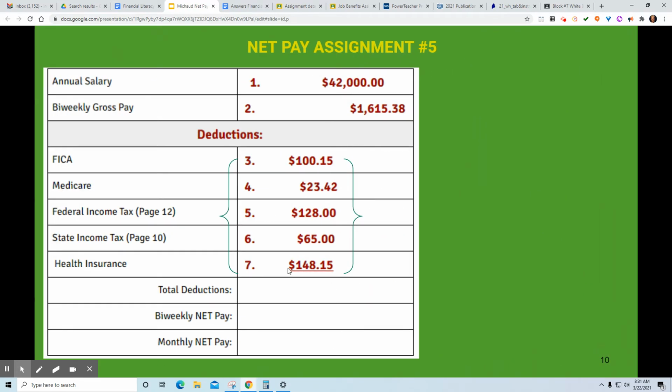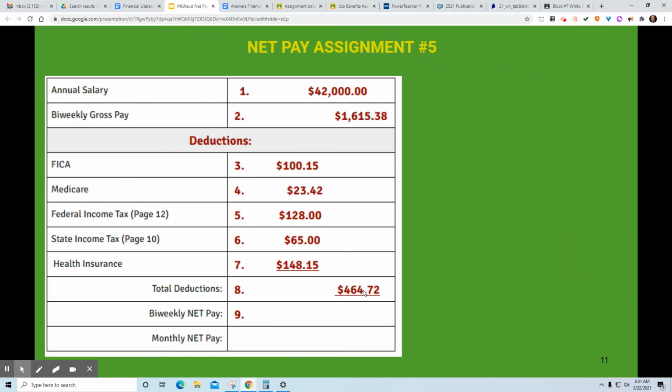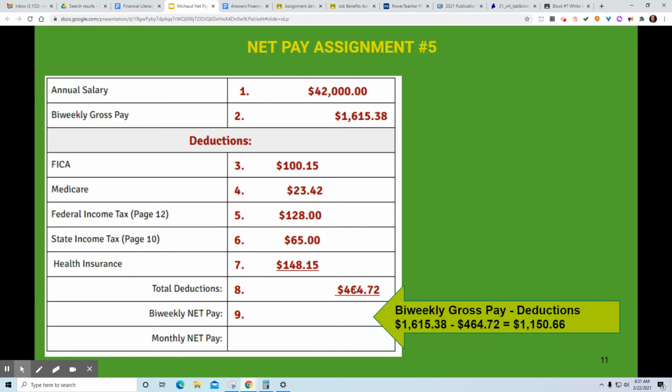You record all of these numbers, including health insurance, and we need to add up all of our deductions. So that should be $464.72. Next, we need to figure out biweekly net pay. Remember that your net pay is your gross pay minus your deductions. 1615.38 minus 464.72 is $1,150.66.